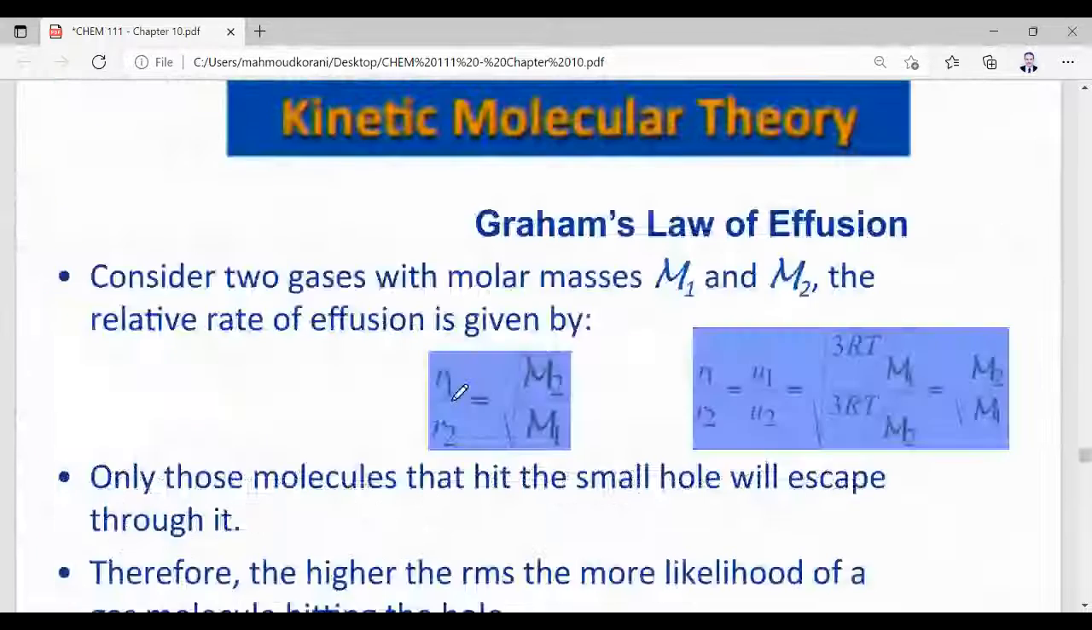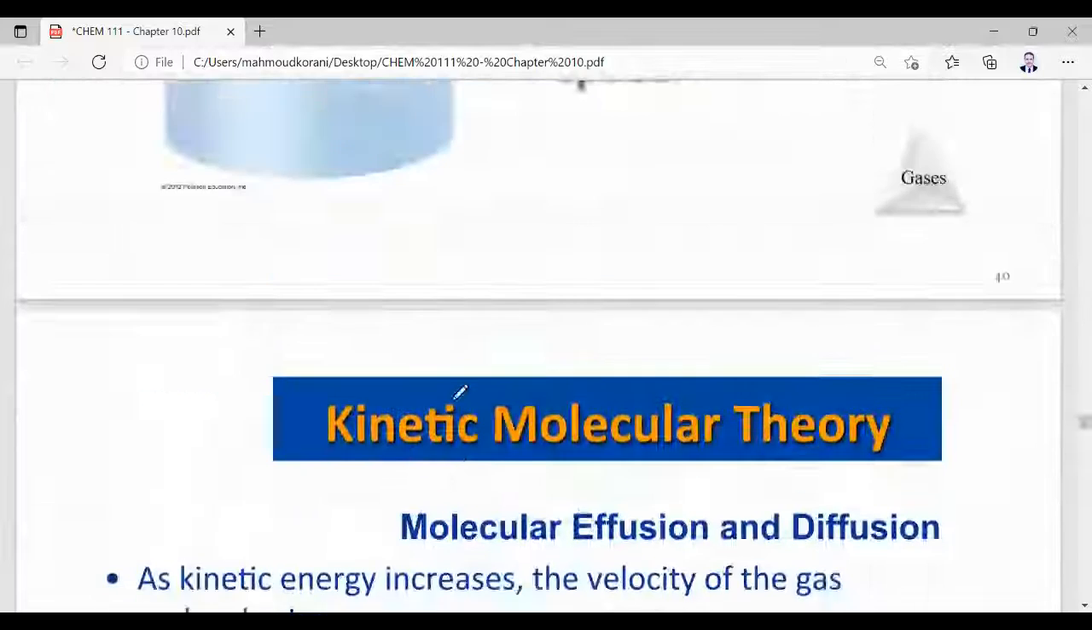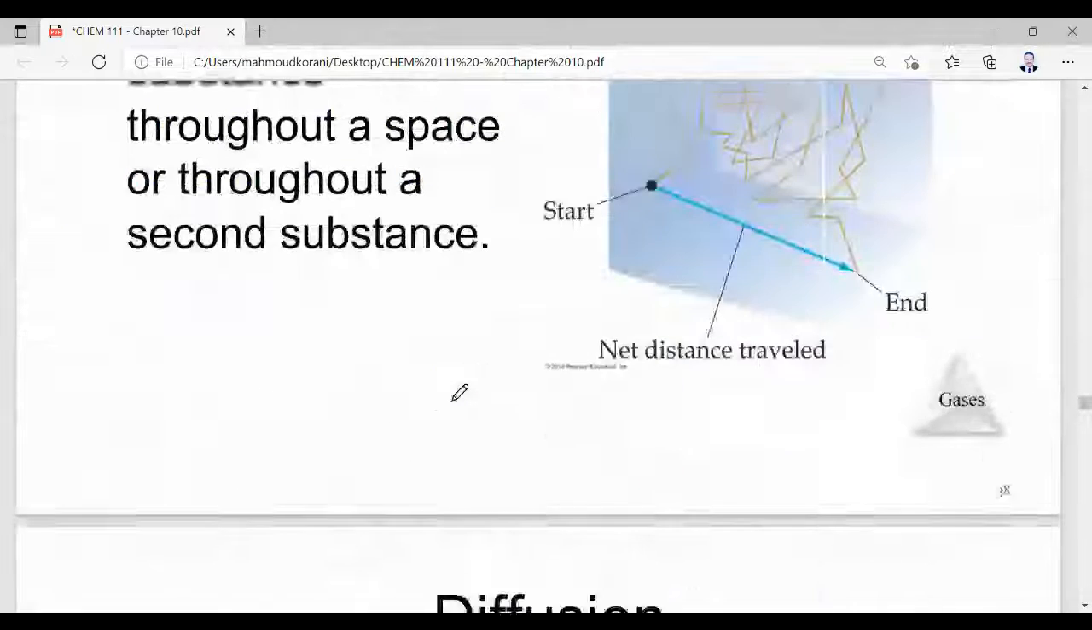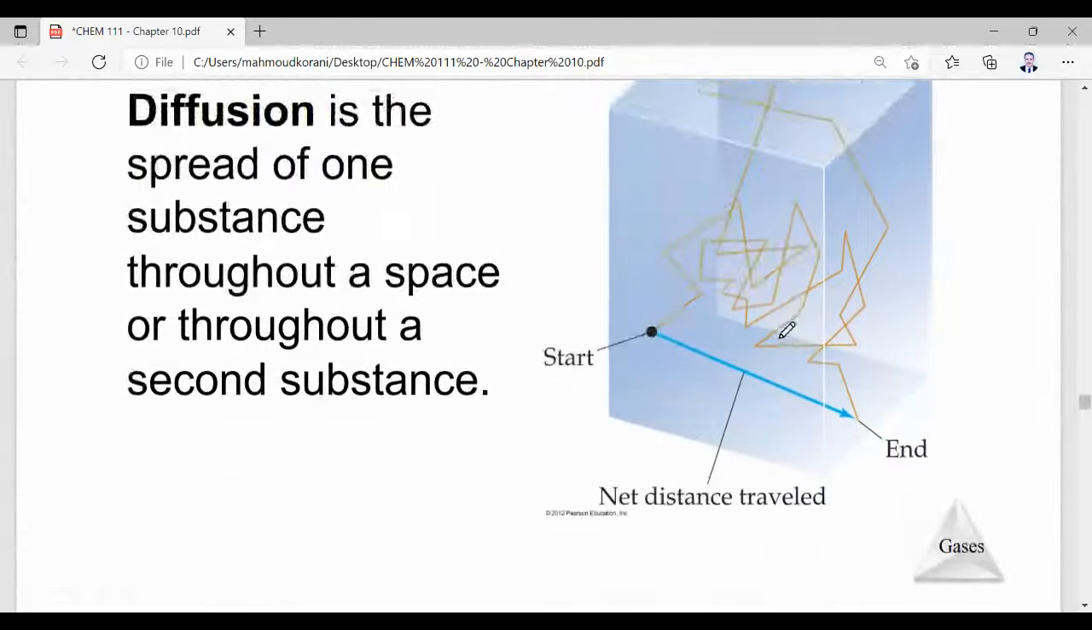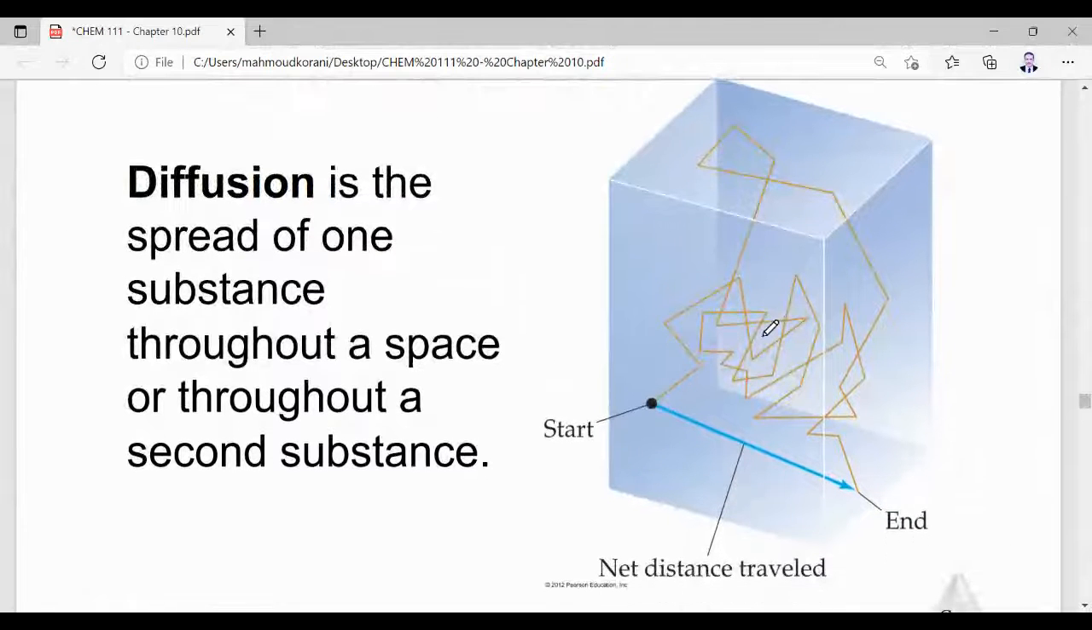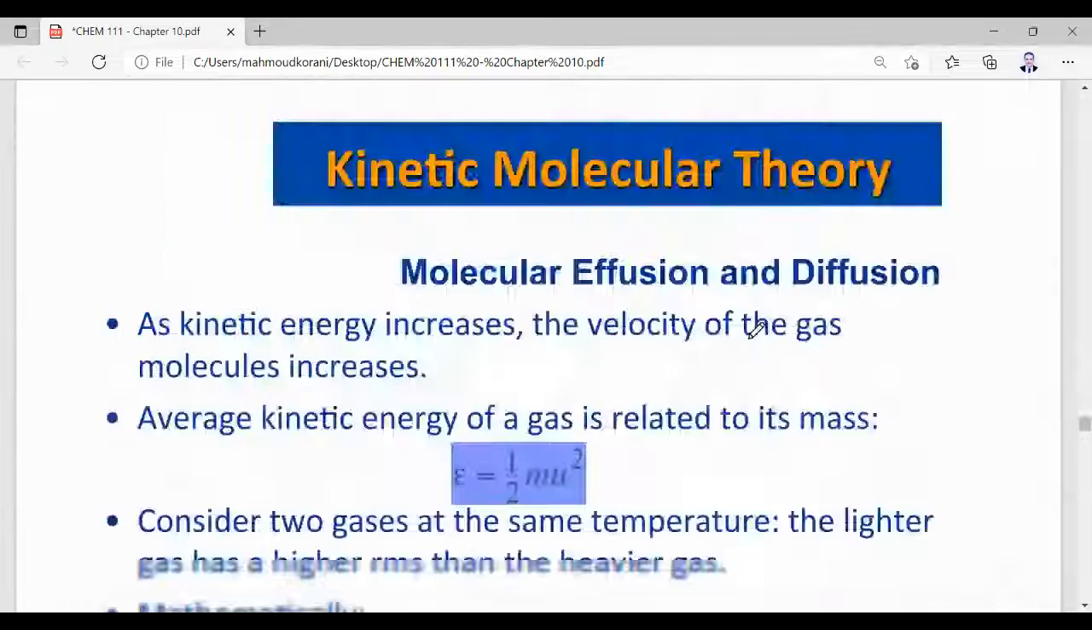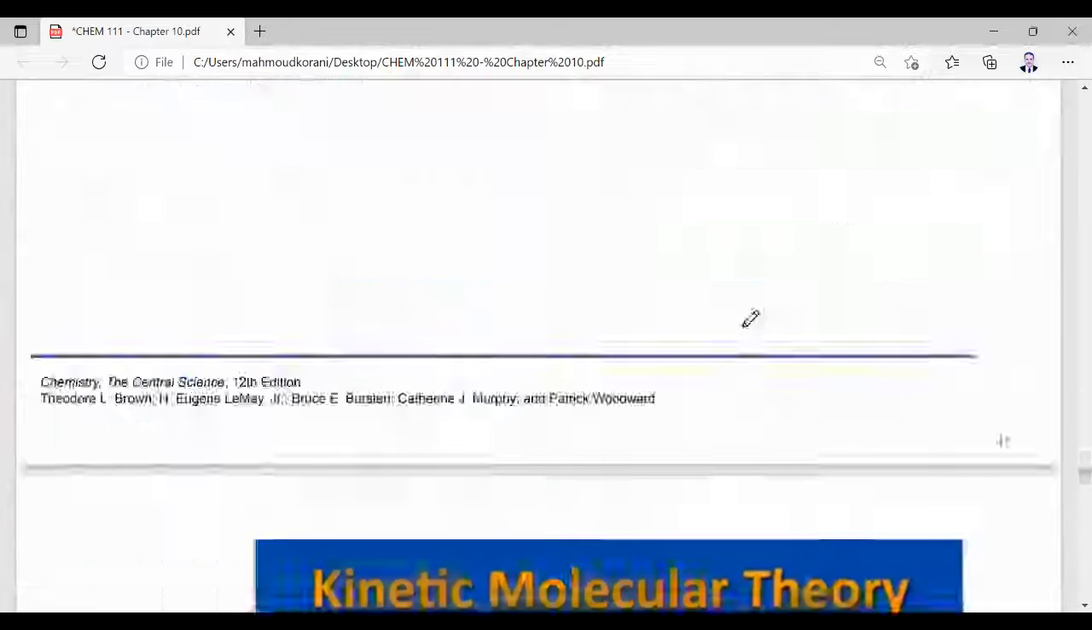Where is it? We have discussed this one. It should be the net distance. Okay, I will tell you about that one later. No problem.